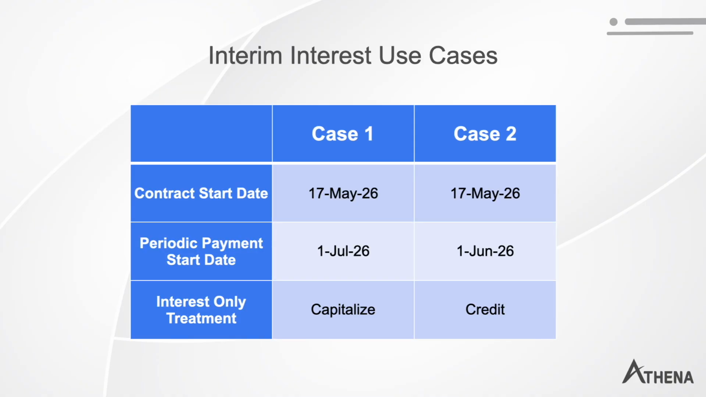By specifying the periodic payment start date different from the contract start date, you can have two scenarios. Case 1, where the interim interest needs to be recovered from the customer, and Case 2, where the interim interest needs to be given back to the customer.